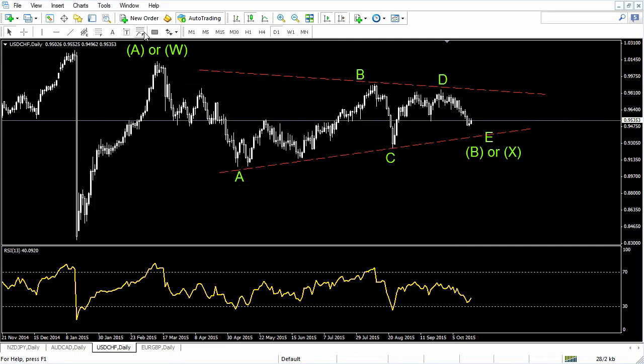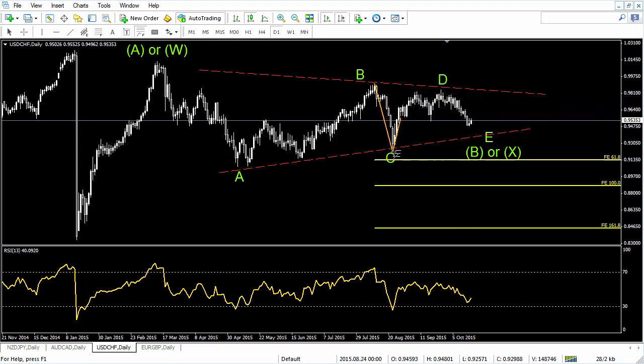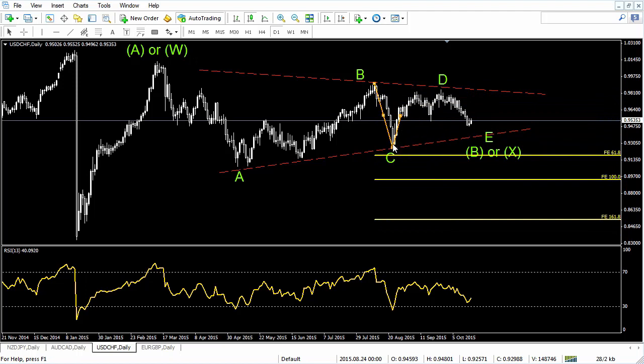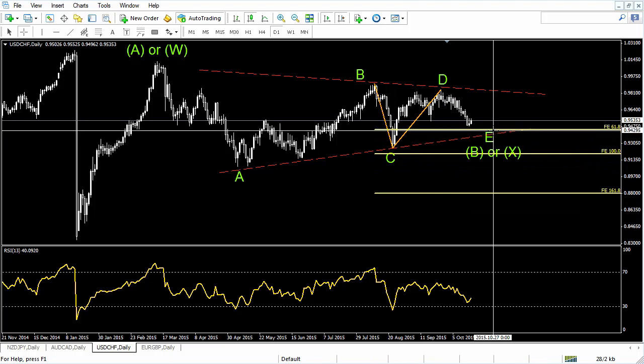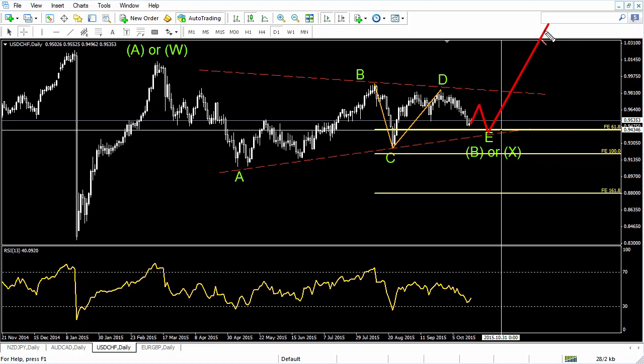Now we need to try to project the next turning point in this pair. And we know that to project the ending point of wave E, we need to use a Fibonacci expansion, drawing from the start to end of wave C and projecting to the ending point of wave D. And we are looking for the 6-1-8. So 94.34 is the next support zone that I want to watch. So I want to see something like this.